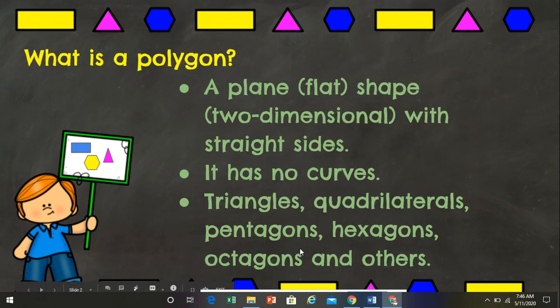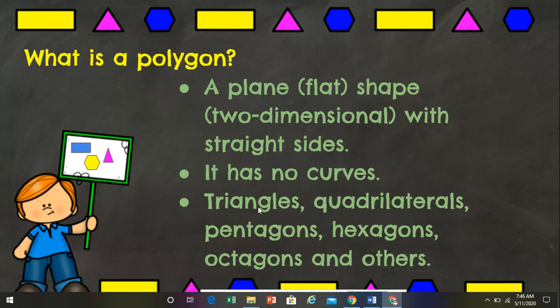What is a polygon? A plain flat shape, two-dimensional with straight sides. Es una figura plana que no es tridimensional y solamente tiene lados derechos. It has no curves, no tiene curvas.